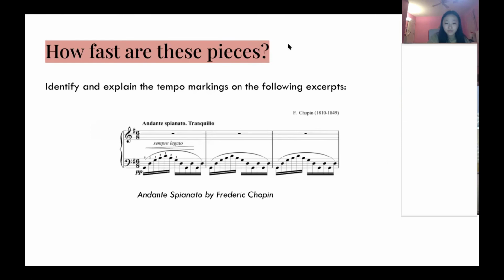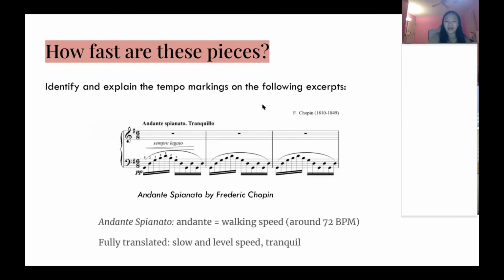Andante spianato tranquillo. Andante means walking pace, and I have no idea what spianato and tranquillo mean. It's okay, you got the main part right. So andante means walking speed, and spianato means level, and then tranquillo means tranquil, which means calm. So it's basically slow and calm.